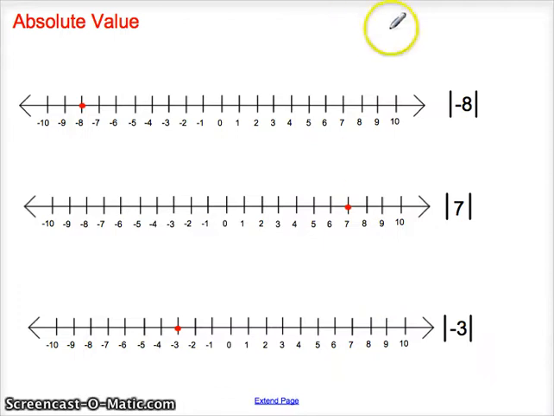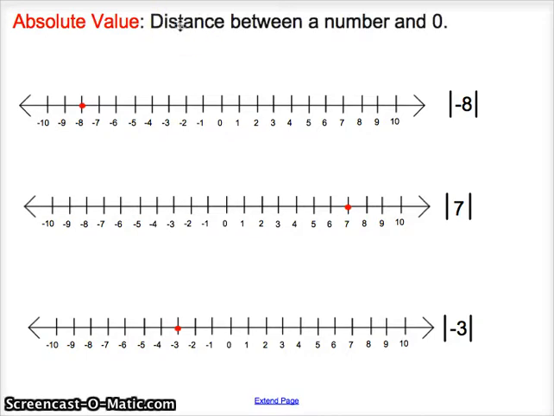Next is a vocab word, and our vocab word is absolute value. Absolute value means the distance between a number and 0. So here we have the absolute value of -8. We are looking for the distance between -8 and 0. So we count all the numbers in between -8 and 0. We have 1, 2, 3, 4, 5, 6, 7, 8. 8 numbers are in between -8 and 0.